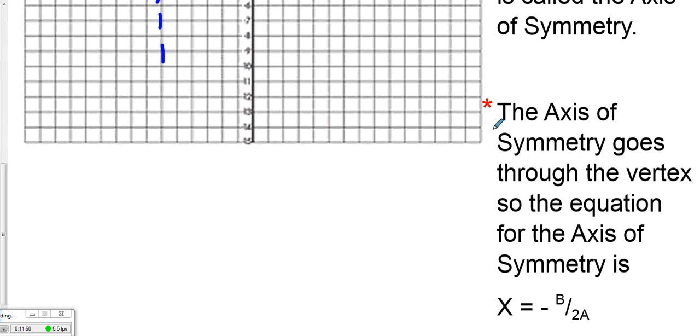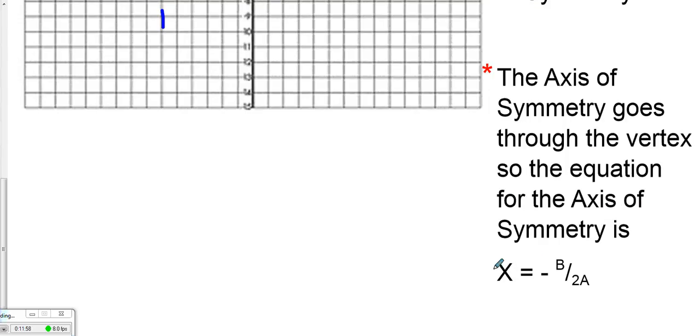I want you to put this down in your vocab. The axis of symmetry goes through the vertex. So the equation for the axis of symmetry is x equals negative b over 2a. This negative b over 2a comes from our vertex.